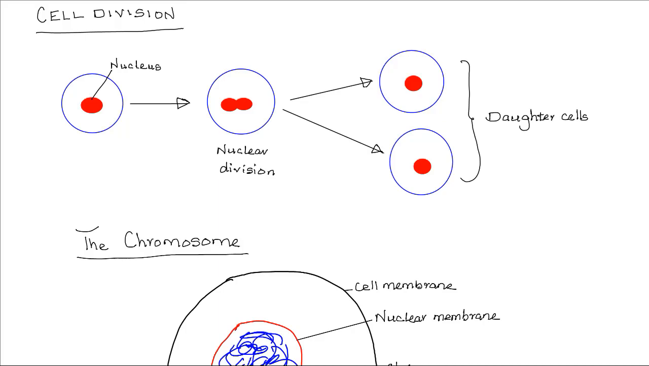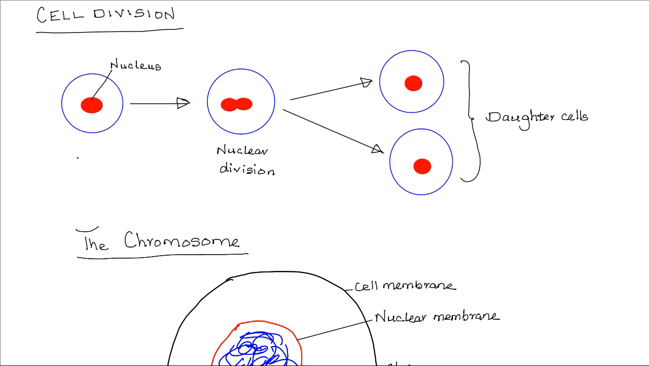Cell division. Now, both sexual and asexual modes of reproduction involve cell division. Cell division starts with the nuclear dividing, followed by the cytoplasm.